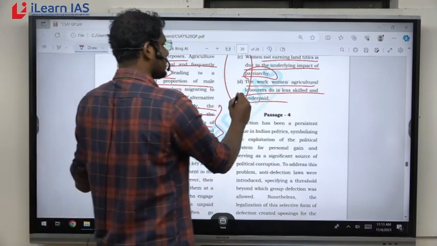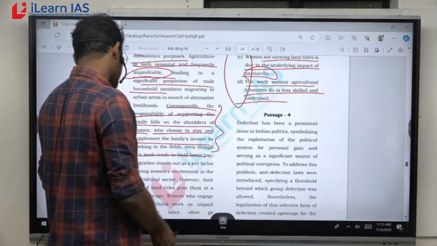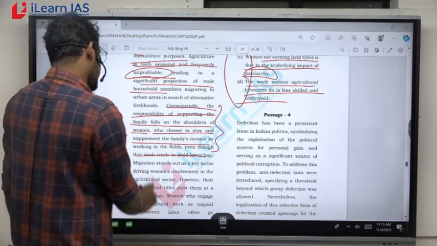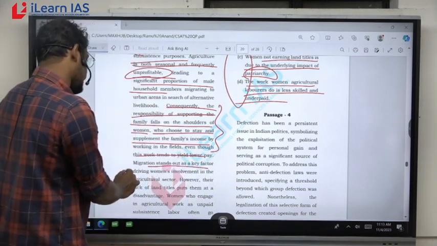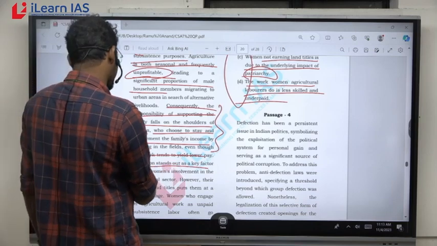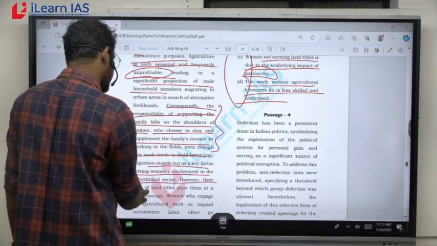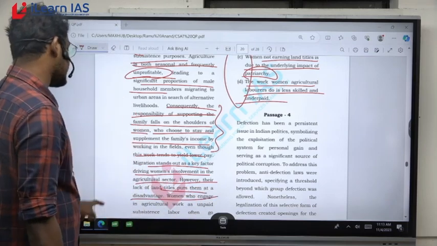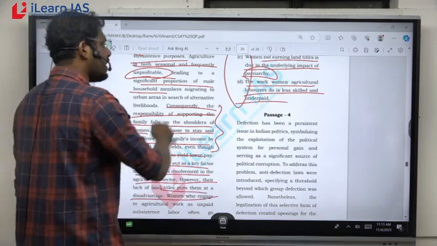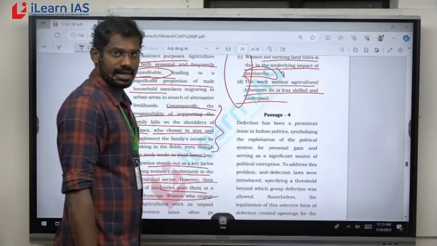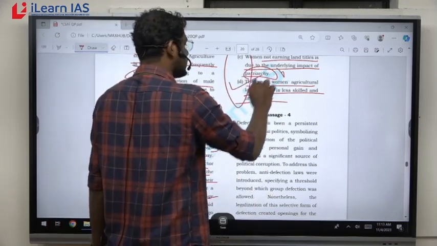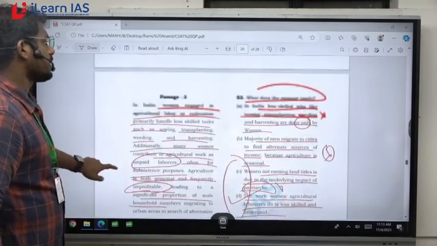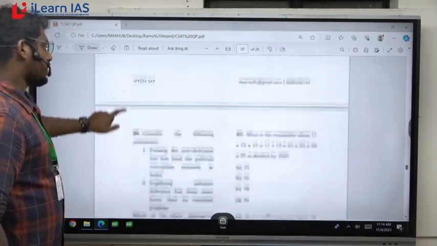So hence we can say that the idea of patriarchy is nowhere mentioned in the passage. Migration stands out as a key factor driving women's involvement in the agriculture sector. However, their lack of land titles put them at a disadvantage. Women engage in agriculture work as unpaid subsistence labor. Anyway, the passage doesn't deal with patriarchy. Hence, we can eliminate option C and we can choose option D as the correct answer for question number 53. Moving on to 54.